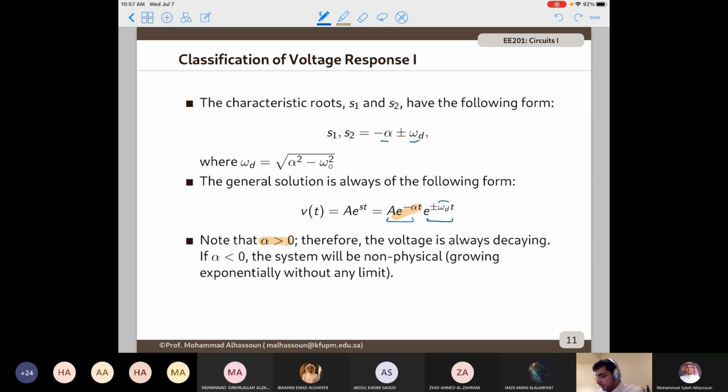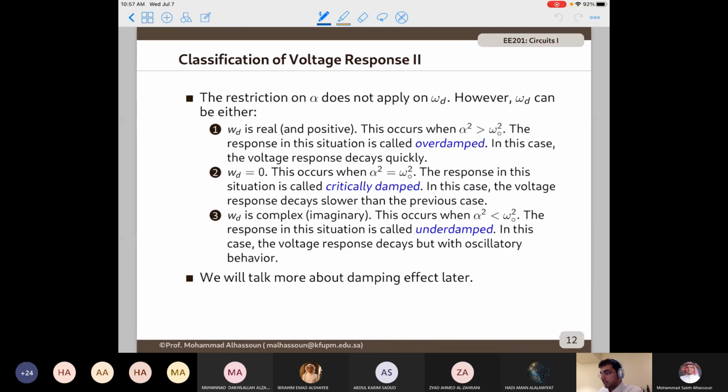Now, what about omega d? Omega d, it turns out, can take any of three values, or there are three possibilities for omega d. The first one is omega d is real and positive. In this case, alpha is greater than omega naught, or alpha squared is greater than omega naught squared. This response is called overdamped, and the voltage response will decay.